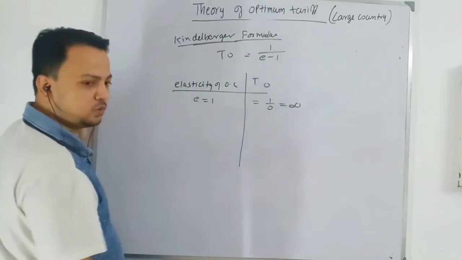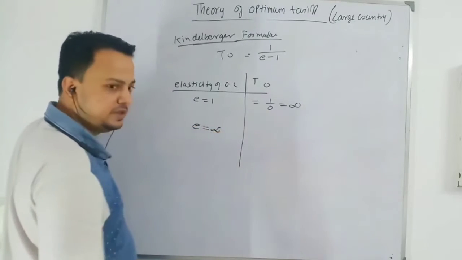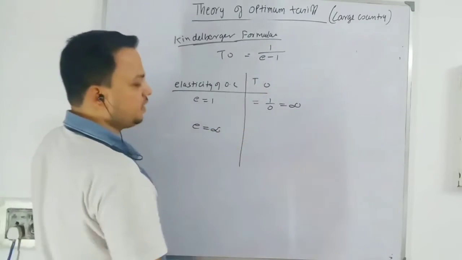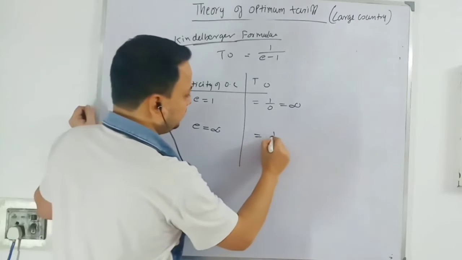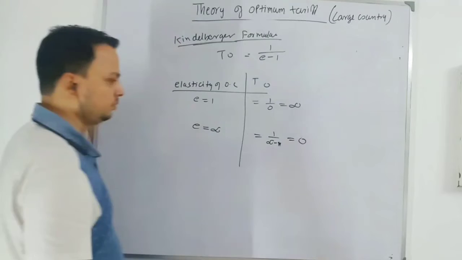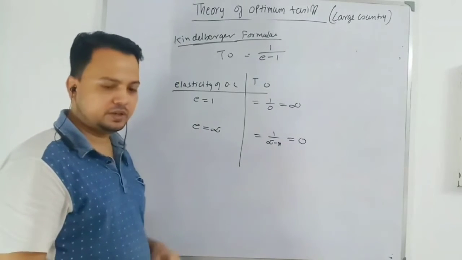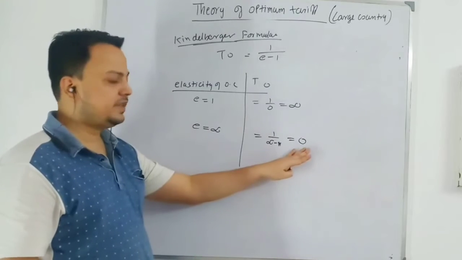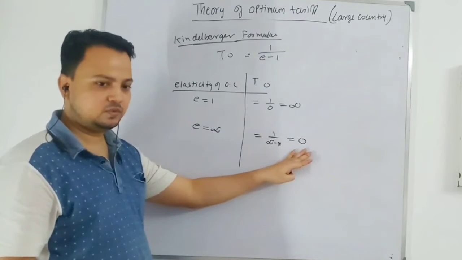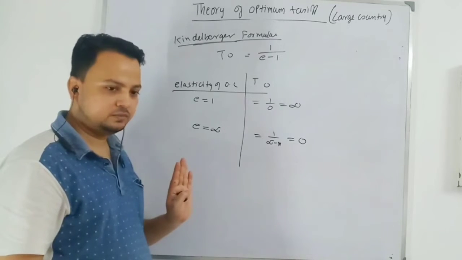Okay, you can place some number, 2, 3, 4, 5. If the elasticity of the offer curve of the foreign country is infinity, so 1 over infinity minus 1 will be 0. So when you have a perfectly elastic offer curve of the foreign country, there will be no tariff. Okay. That will maximize the welfare of the country, or the home country, you can say.